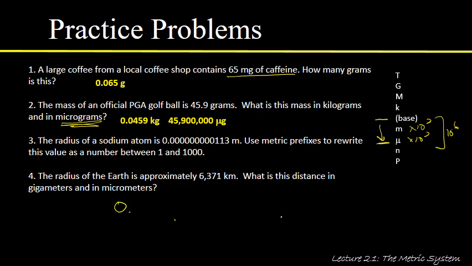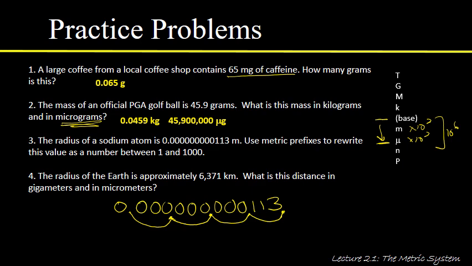So 1, 2, 3, 4, 5, 6, 7, 8, 9. Now to get this as a reasonable number, that is a number between 1 and 1,000, we'll move our decimal over. I'm going to do jumps of 3 here. There's 3. There's another 3. There's another 3. And there's another 3. So I have moved the decimal 3 spots 4 different times.